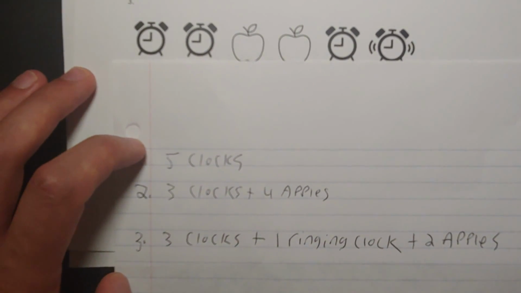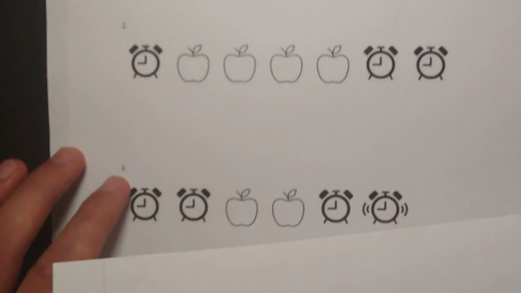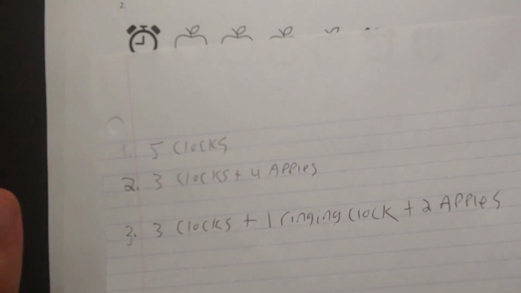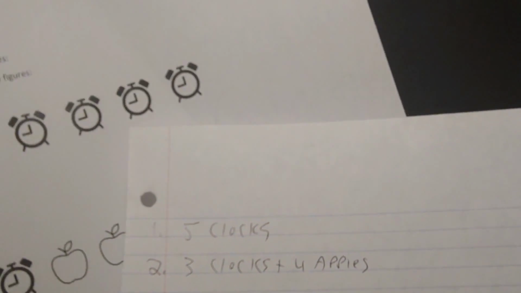Now, if you want to pause the video here and do this section on your sheet, there's 3 questions very similar with clocks, ringing clocks, and apples. That might be a good idea. And then once you're done with that, we come back to part 2. You can unpause the video.